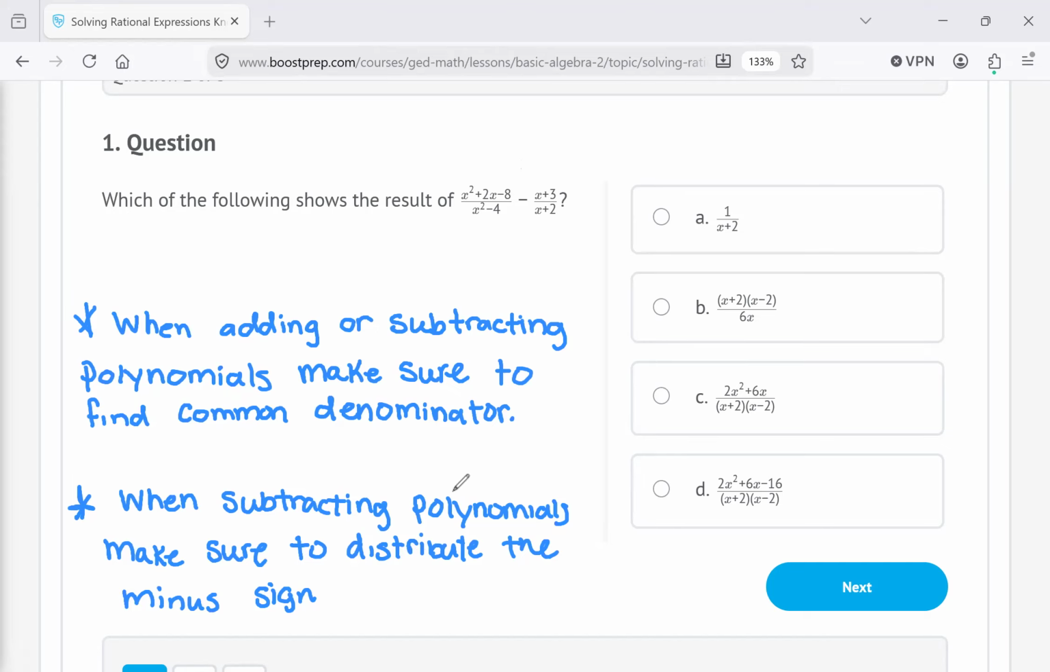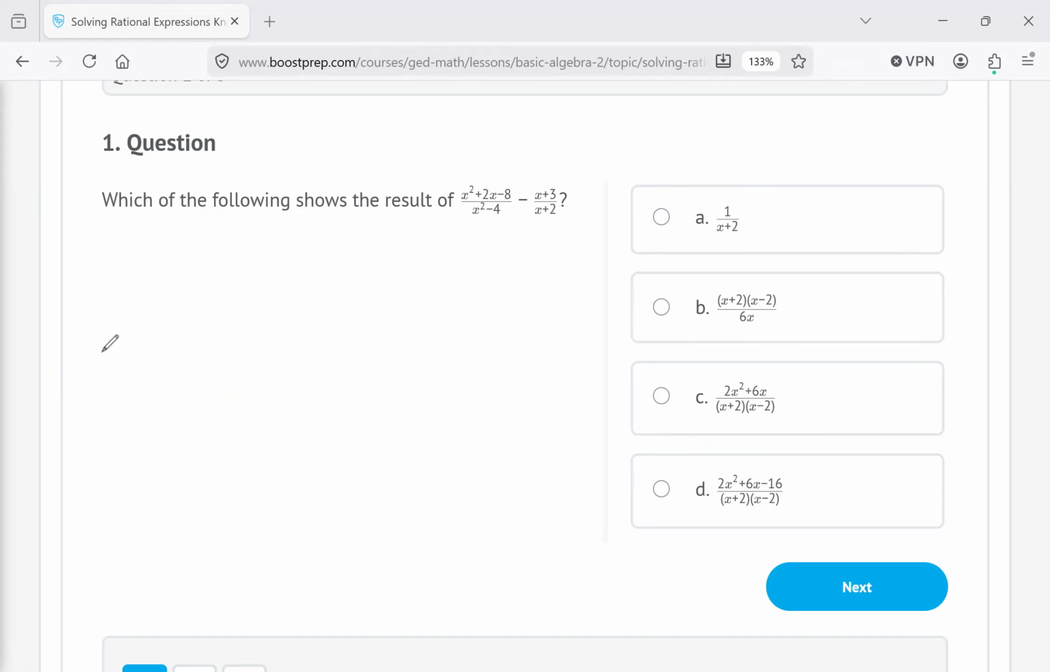Okay, I'm going to do question one, so I'm going to clear this. Question one says, which of the following is the result of x squared plus 2x minus 8 all over x squared minus 4, minus x plus 3 over x plus 2? As you can see, we are subtracting two rational expressions, so what we need is a common denominator. Let me write it out again.